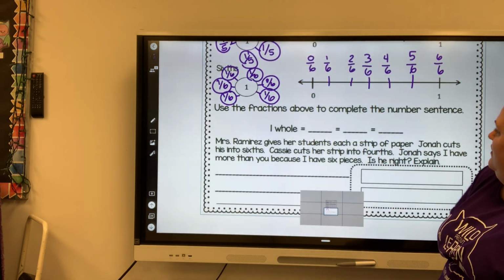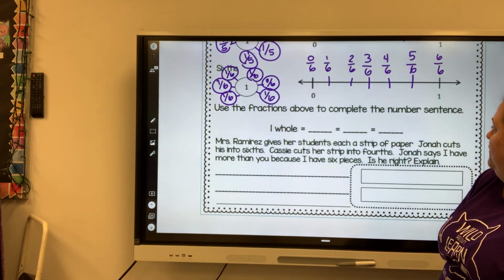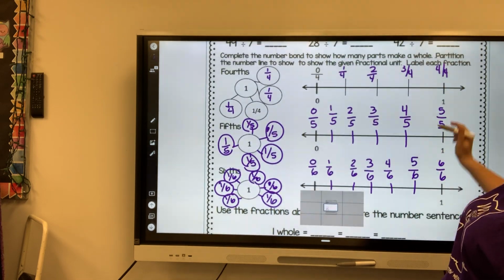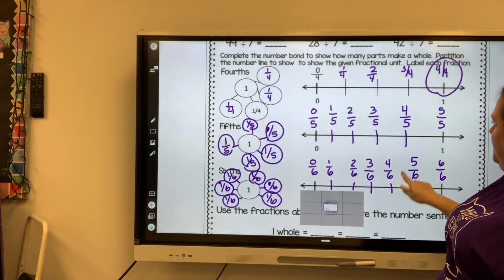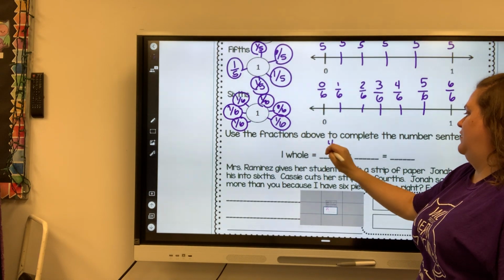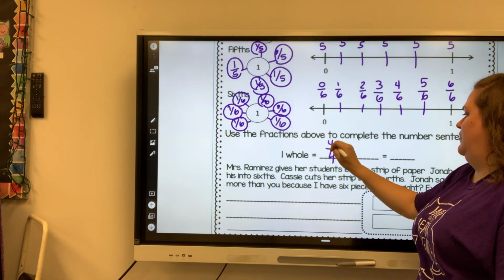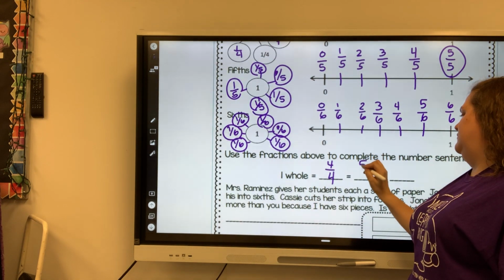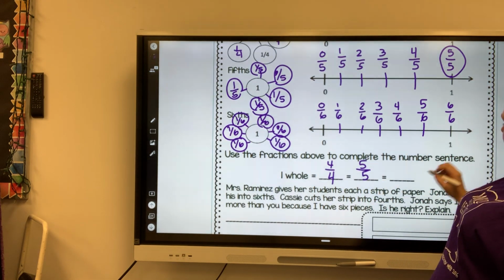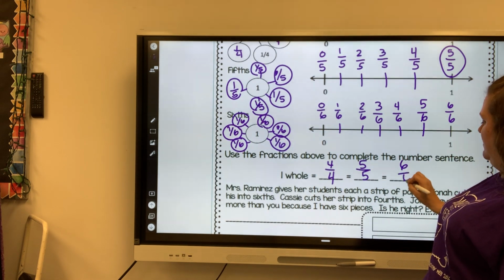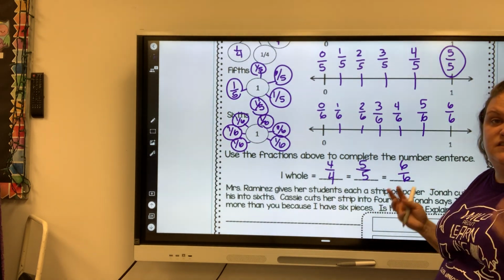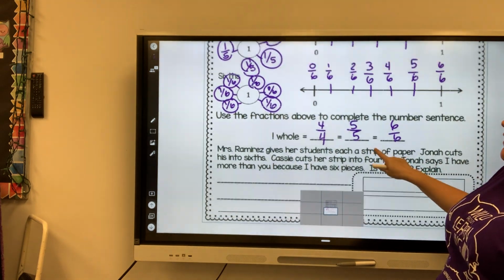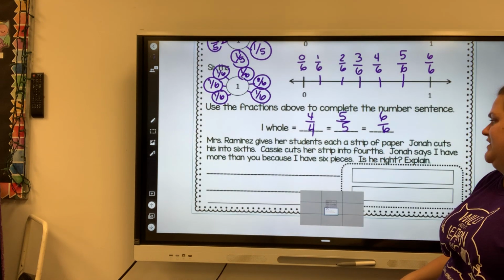So it says use the fractions above to complete the whole number sentence. 1 whole equals blank. So let's go to the top one. 1 whole equals 4/4. Then 1 whole equals 5 over 5. And then 1 whole equals 6 over 6. They're all whole, all pieces together. When you have the numerator the same as the denominator, that equals 1 whole colored in. We've been talking about that for a while, but this just kind of illustrates it.